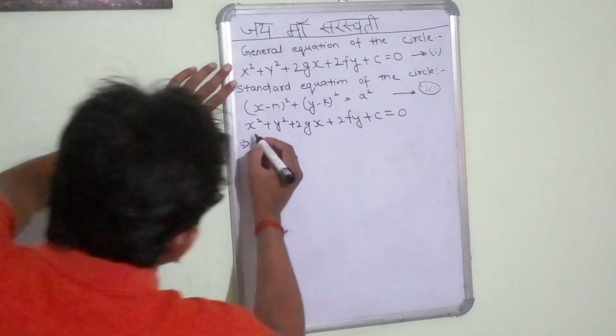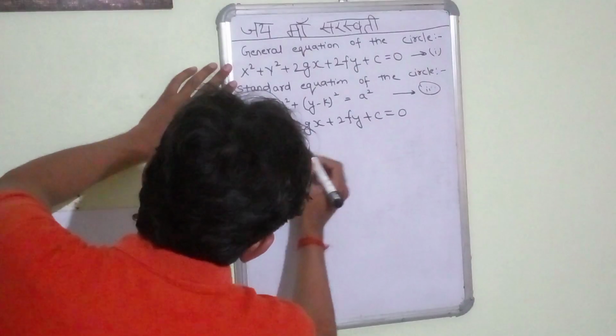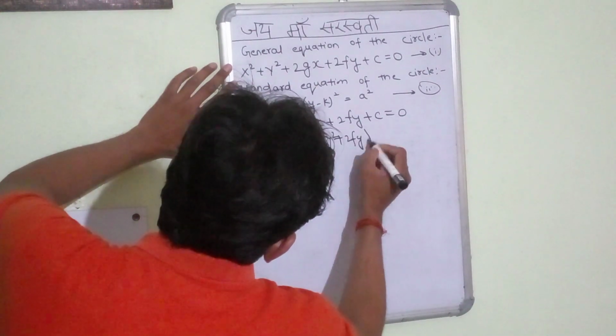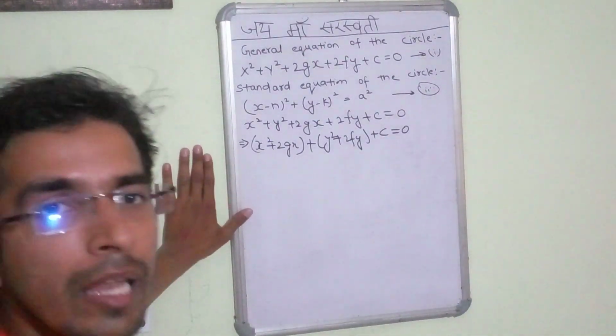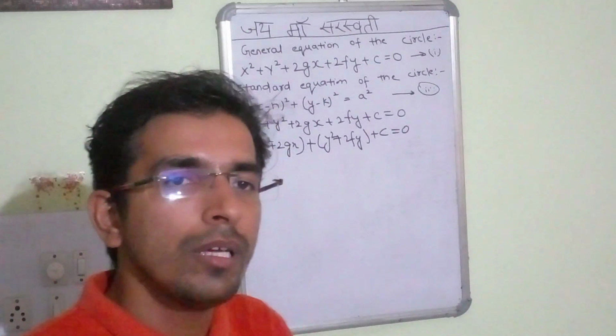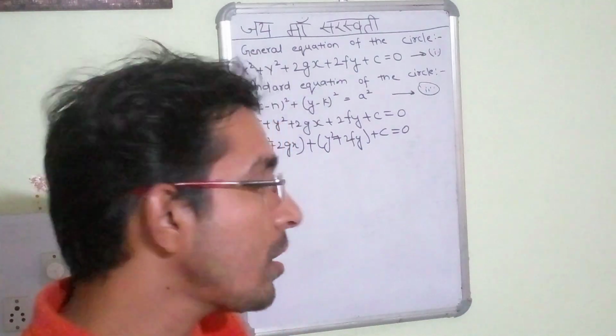So that will be x square plus 2gx plus y square plus 2fy plus c is equal to 0. Now we had taken the like terms together, the terms containing x at one place and the terms containing y at another place.